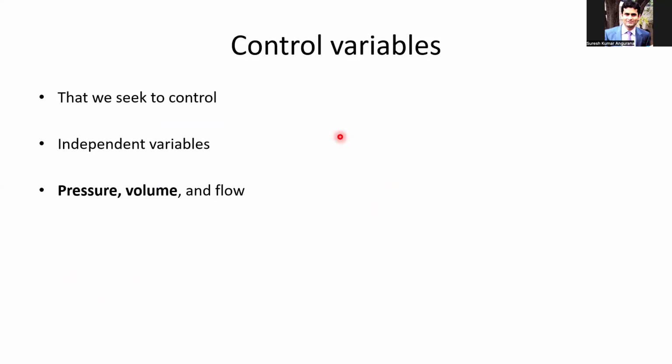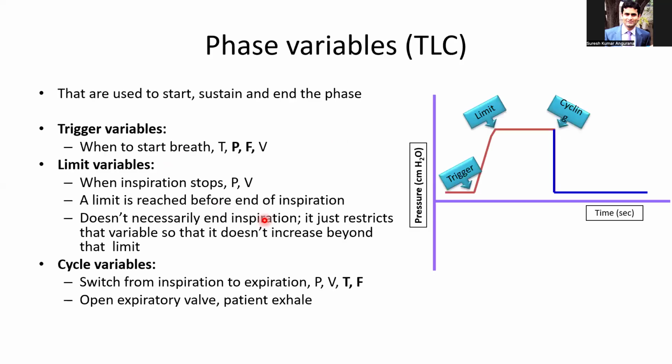Control variables are those variables which we seek to control, and these are basically independent variables. It could be pressure, volume, or flow. So what is the control we are setting? If we are setting pressure, then it is a pressure control mode of ventilation. If we are setting volume, then it is a volume control mode of ventilation.